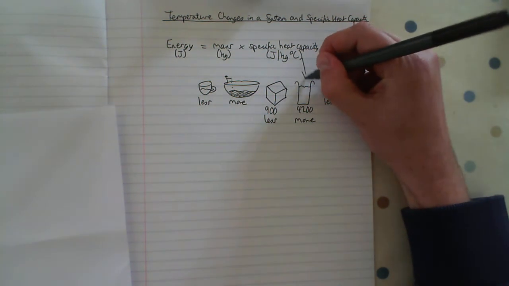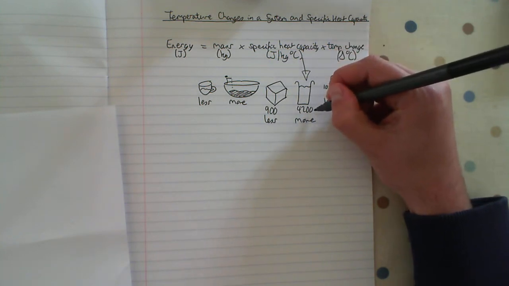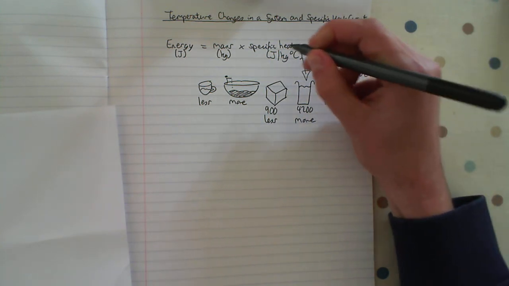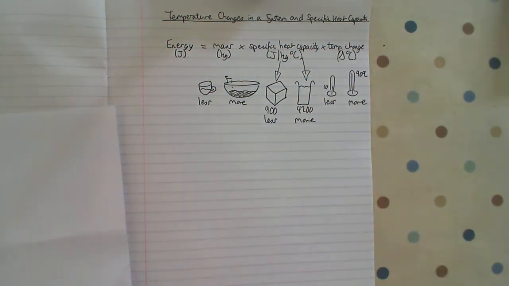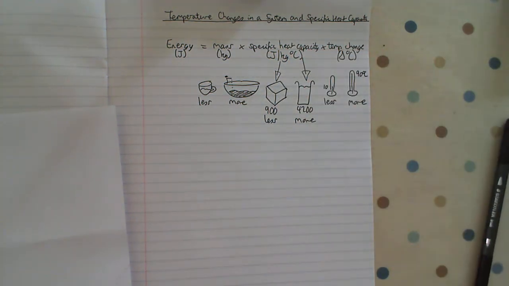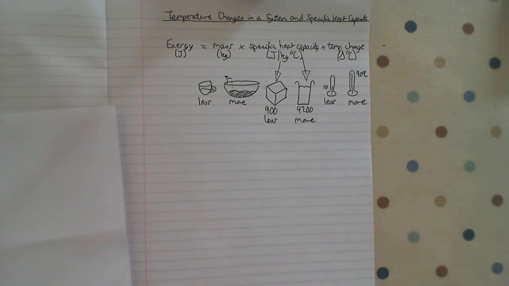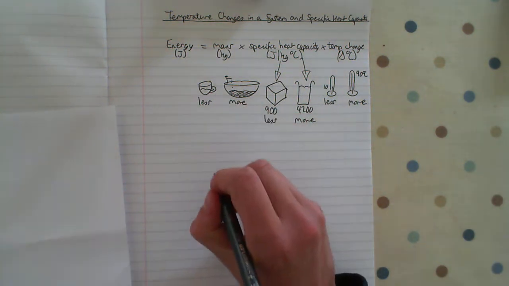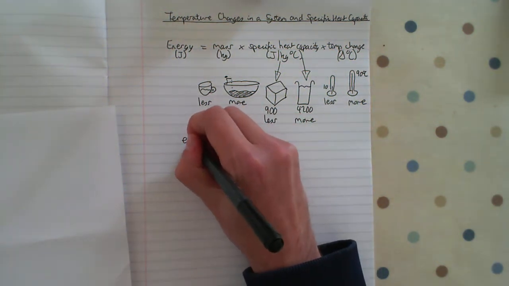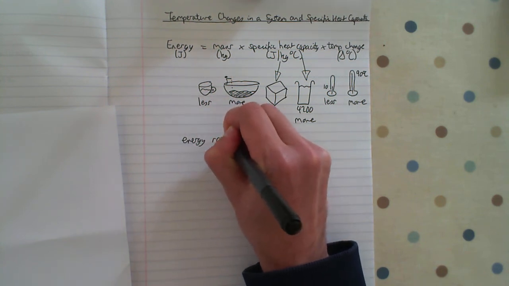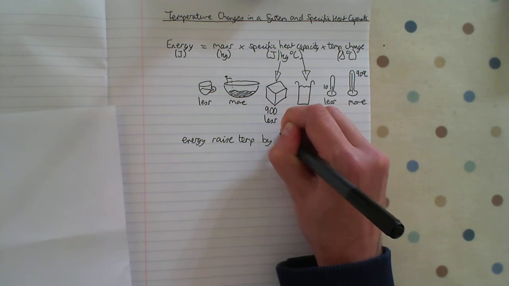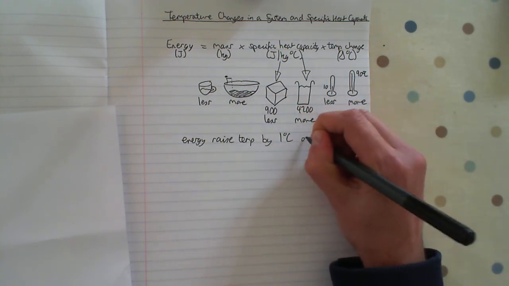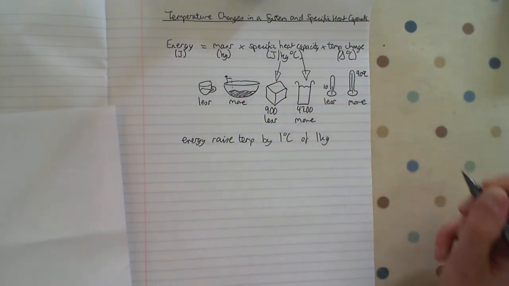For example, water, bigger number, needs more energy. Specific heat capacity of metal is lesser, we need less energy to heat up that equivalent mass. And that's why the definition of specific heat capacity is the energy to raise the temperature by 1 degree C of 1 kilo of the substance.